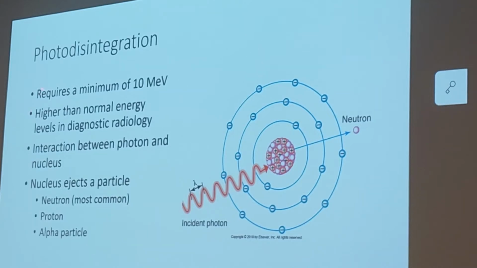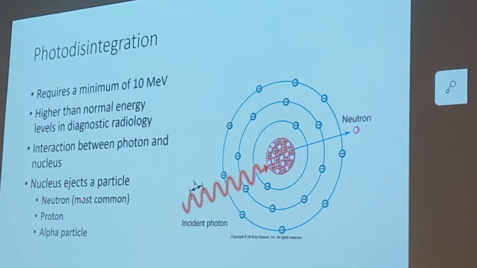Alright, so the required minimum is 10 MeV. There we go, we see the MeVs again. So that's not found in diagnostic imaging. It's the interaction between photon and nucleus. The main difference between photodisintegration and all the other ones is that this one is directly interacting with the nucleus, causing the most energy. So you can see the incident photon skips all the electrons and directly hits the nucleus.